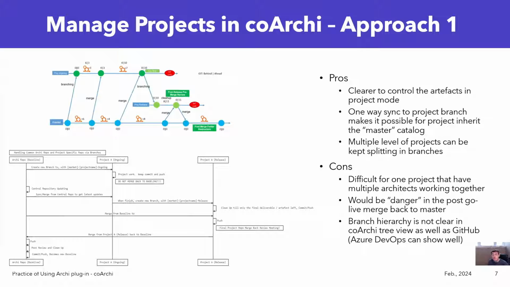But it also has clear cons. First, it is difficult for one project that has multiple architects working together. Then you start to face the question of whether you are going to create many username branches under one project, like project A, because you need to coordinate with multiple architects. If not, how can you ensure that everyone working on this single project A ongoing branch is not creating conflicts during the time?